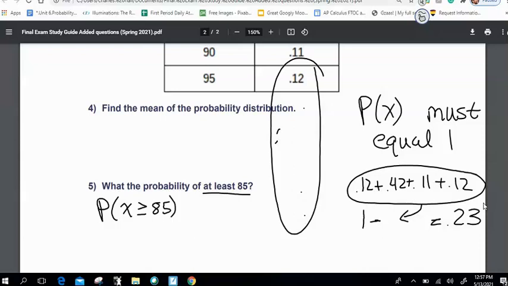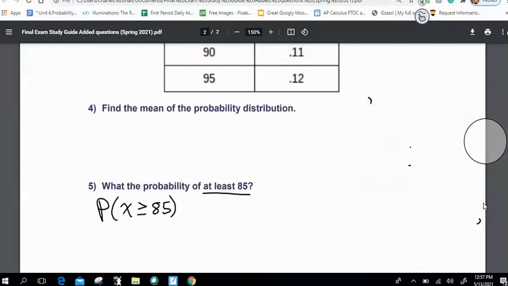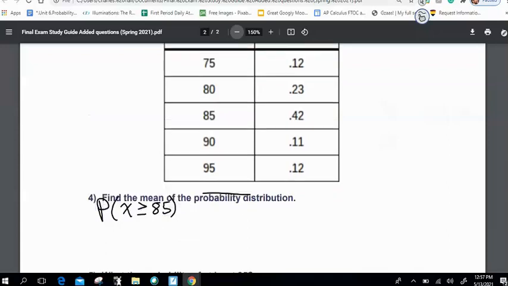We talked about inequalities and stuff too, so we've seen that part. So that means here, we look at the probabilities for the numbers that are 85 and higher. So here, let's find that real quick. We're talking about this part right here, 85 and higher. And again, this is for number 5. So we're talking about that probability, that's 0.42 plus 0.11 plus 0.12.